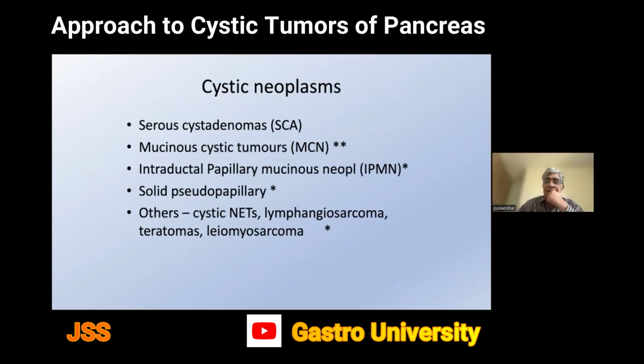So cystic neoplasms, the commonest varieties are these four: the serous cystadenomas, the mucinous cystic tumors, which could be benign or malignant. The star indicates the malignant potential.